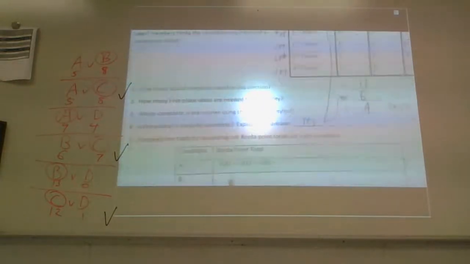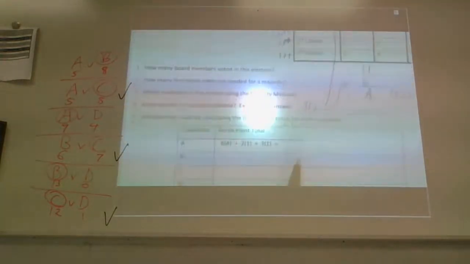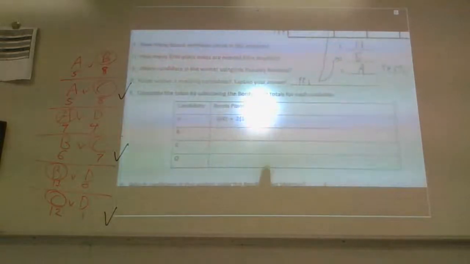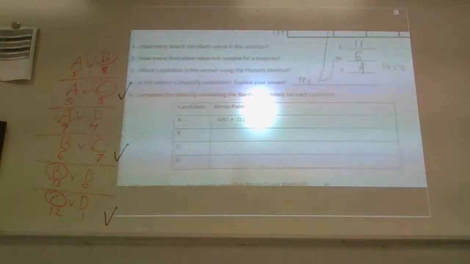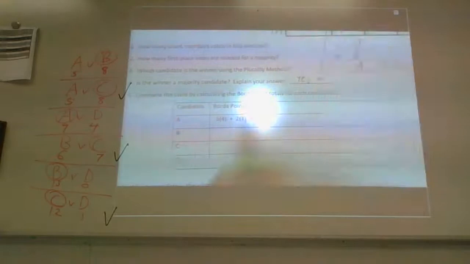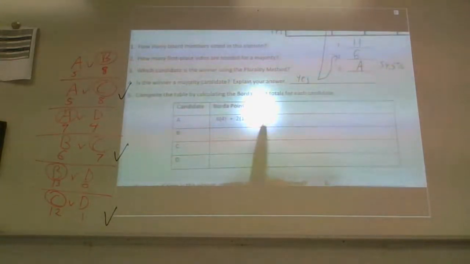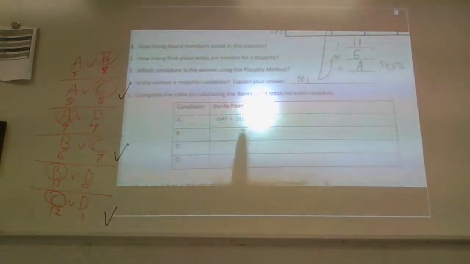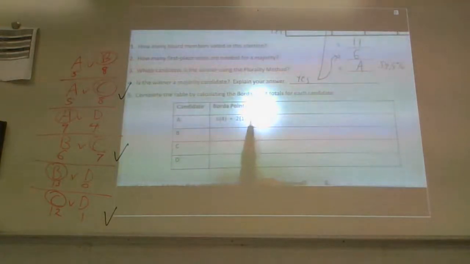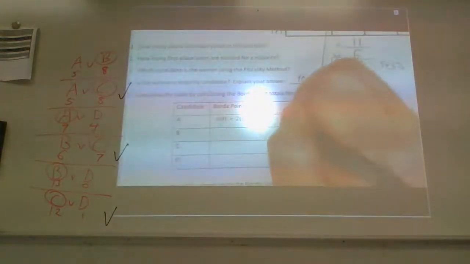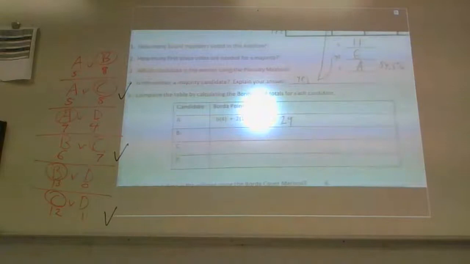I already set up candidate A's point totals for you, where we multiply. Well, candidate A had 6 first place votes, and for the other 2 ballots, it had last place votes. Altogether, it's 29 points. Candidate A had 29 points. What does that mean for everybody else?